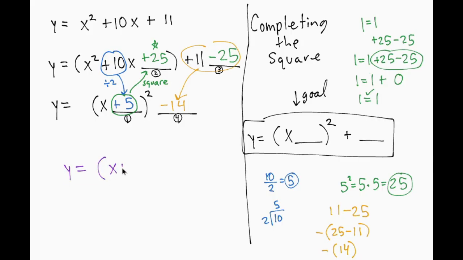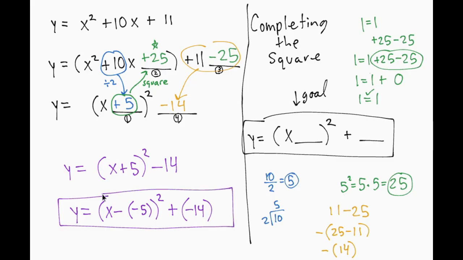If we want our equation to be in true vertex form, we need to have minus after x in the parentheses and plus after the parentheses. So we can change x plus 5 to be x minus a negative 5 and then we can change minus 14 to be plus negative 14. So we started with standard form of a quadratic and ended up with vertex form.